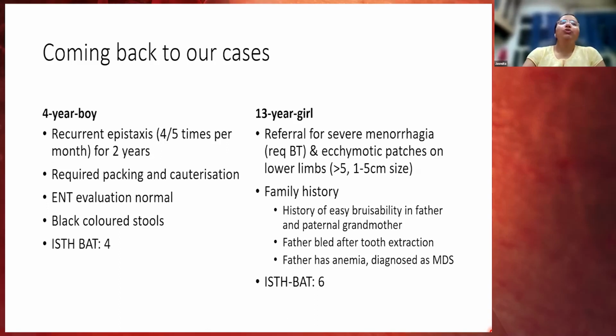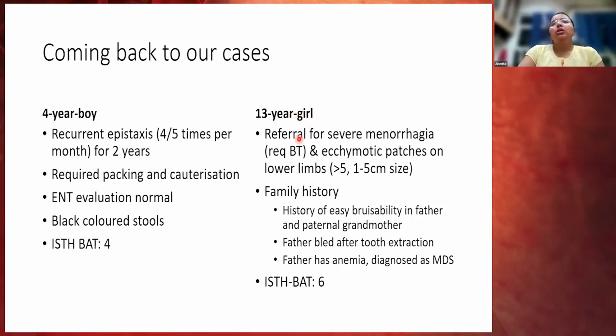Let us come back to our cases and see whether they do require any workup for a platelet function disorder or not. So for this 4-year-old boy, he's had epistaxis 4 to 5 times, which has required packing and cauterization, which makes it a score of 3. For black-colored stools, incidental episodes, a score of 1. So his ISTH BAT is 4. He does require further evaluation.